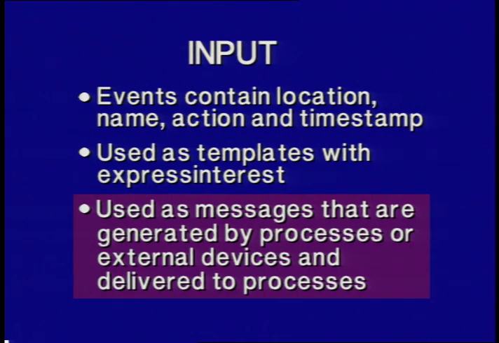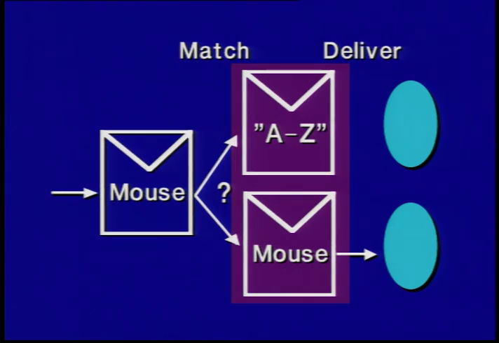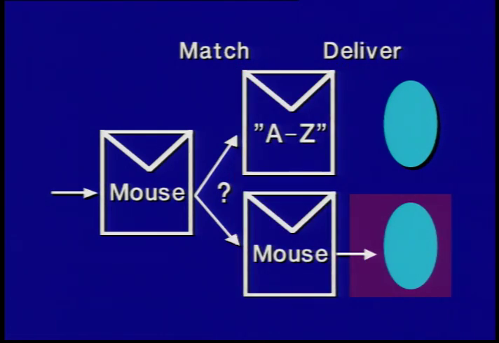These events are also used as general messages between processes. They can be generated by processes, and they can also be generated by external devices and then delivered to processes. So in some sense, you can almost think of the keyboard and the mouse as mystic processes that exist off on the other side of some misty mountain range that are generating events. When an event comes into the system, like a mouse action, there's a collection of events that various processes have expressed interest in, and the event is matched against each of these, and the one that has a successful match causes the event to be delivered to the process associated with that event.